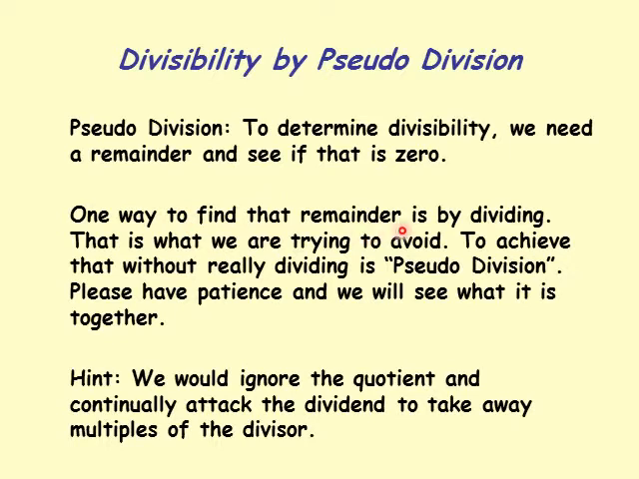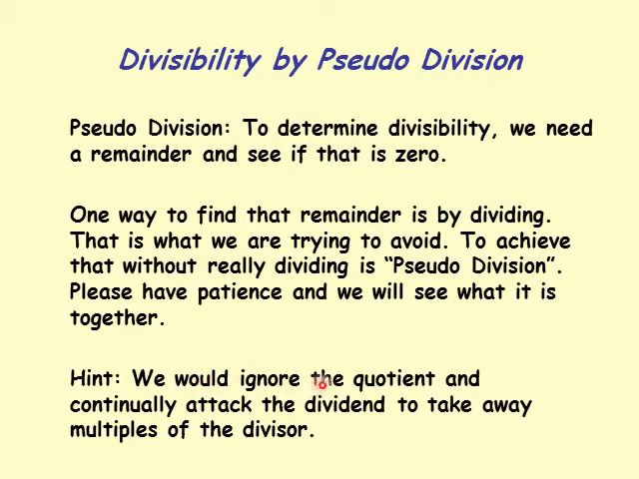One way to find the remainder is by dividing, and that is what we are trying to avoid. We really don't want to divide. To achieve that without really dividing is pseudo division. Please have the patience and together we'll see what it is.